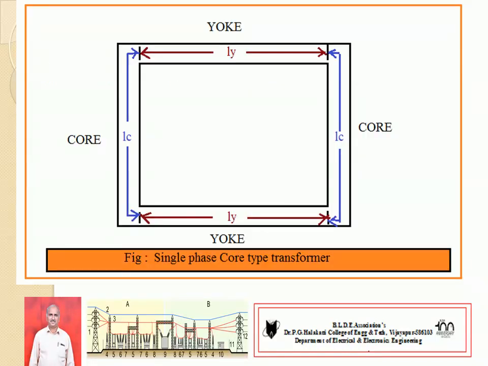Now you draw a diagram. It is a single phase core type transformer. It has two limbs or two cores and two yokes. Ly is the length of flux path in yoke, Lc is the length of flux path in core. How many cores are there? Two cores. How many yokes are there? Two yokes.